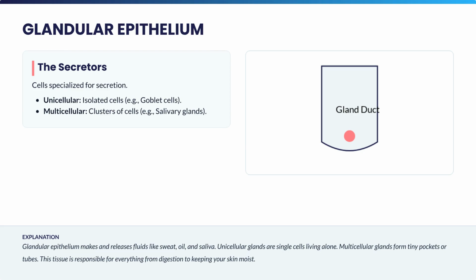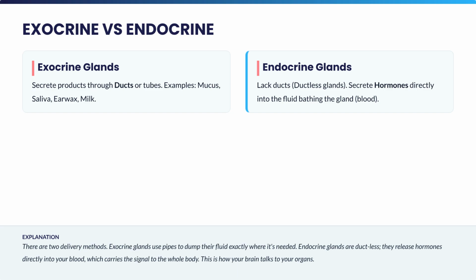They can be unicellular, such as goblet cells, or multicellular clusters like salivary glands. Exocrine glands secrete products through ducts or tubes, for example mucus and saliva. Endocrine glands are ductless. They release hormones directly into the blood, communicating signals throughout the body.